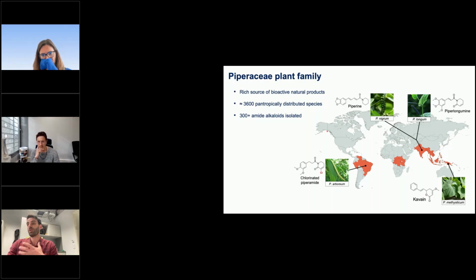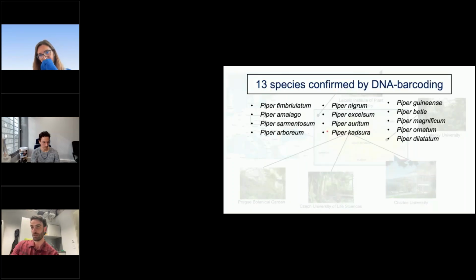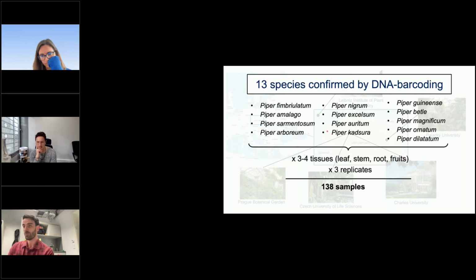And so let's say we wanted to find some potentially interesting new compounds. The first thing we needed to start off was, of course, some samples, and these are tropical plants. I'm based in the Czech Republic. These plants don't really grow very well here, so we had to connect with several botanical gardens around the country, and we managed to collect 13 different species of plants from this family, and we confirmed their taxonomy using DNA barcoding.